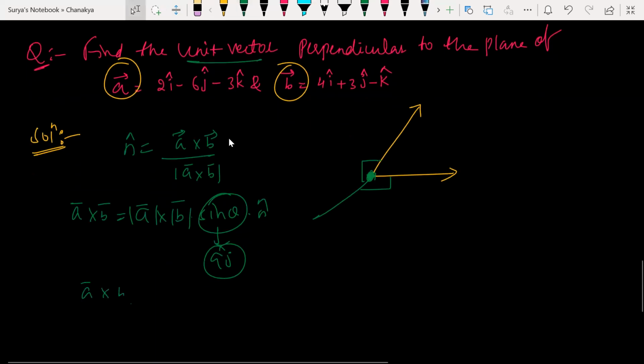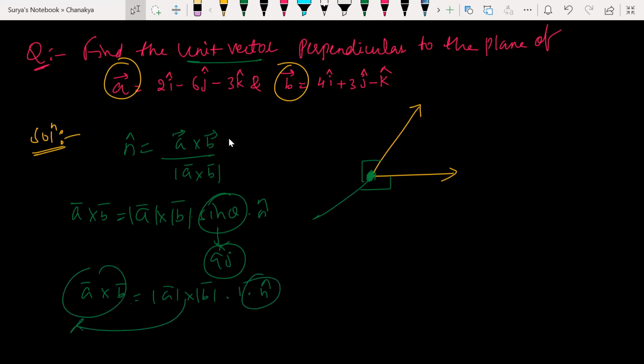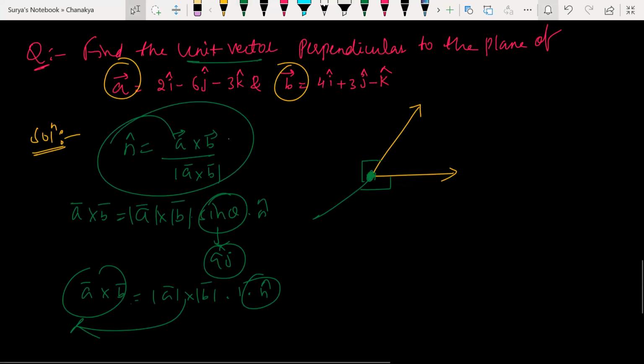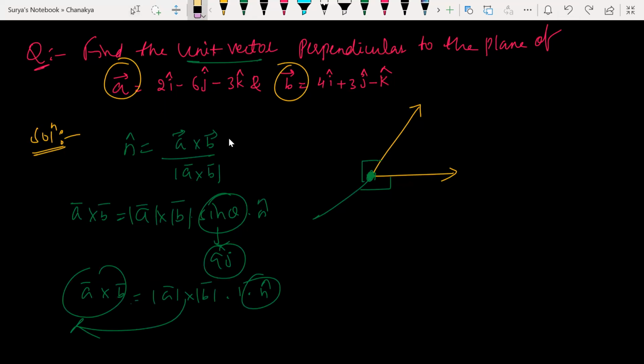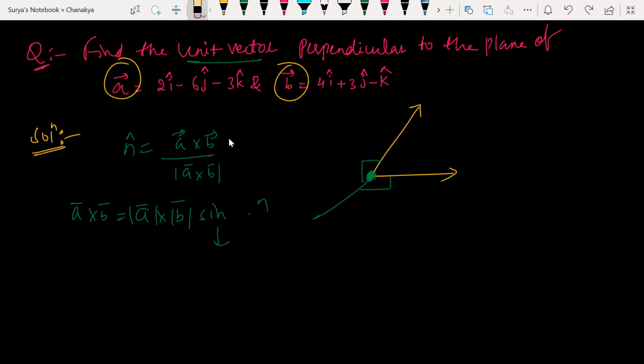So A cross B is magnitude of A, magnitude of B, sin theta 1, n cap. n cap is nothing but this divided by this. That is what I wrote here. Isn't it, people? Yes or no, people? Understood? Yes, sir. So let me erase all this, A cap. All right. So now substitute here. You will get the answer.